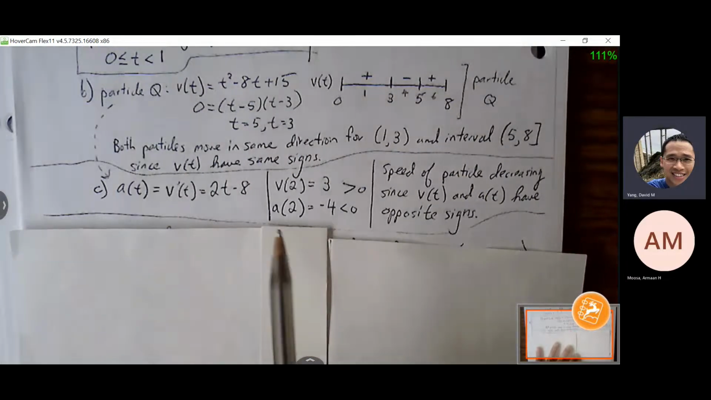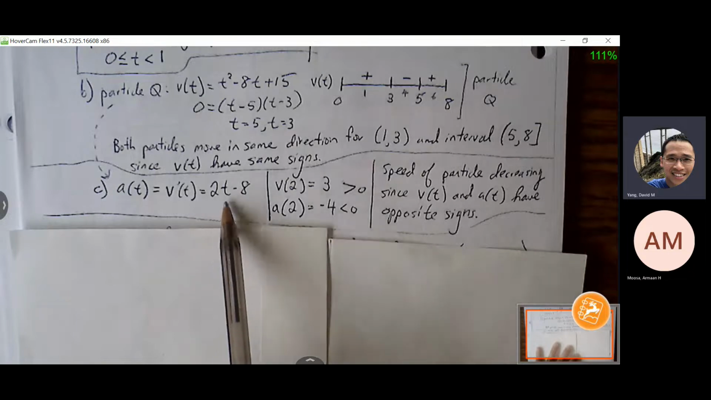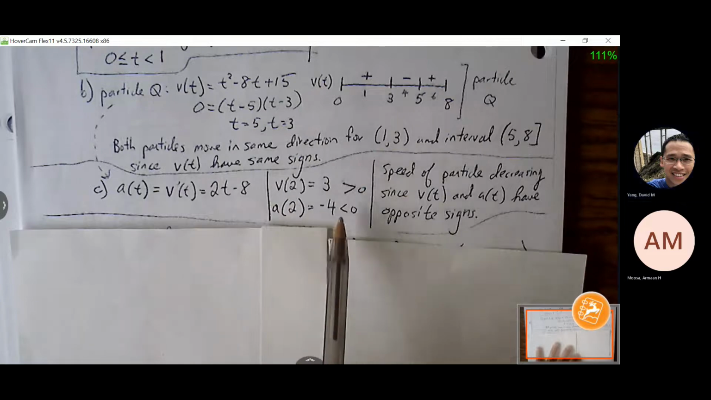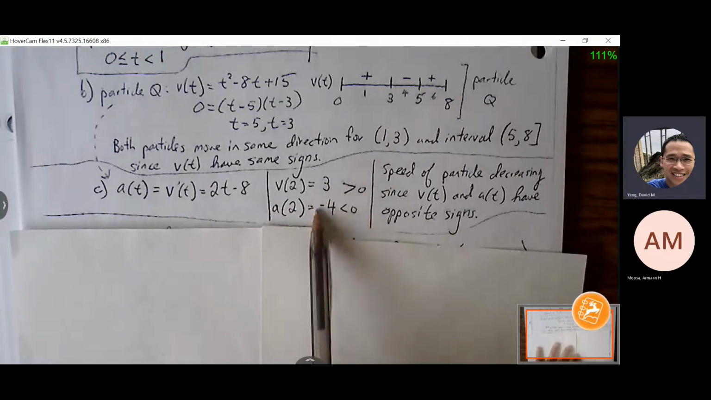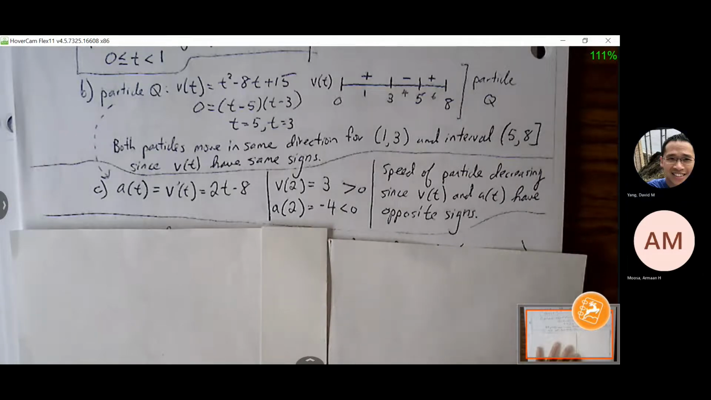So velocity is positive. Acceleration, on the other hand, if I plug 2 in for acceleration, 2 times 2 is 4. 4 minus 8 is negative 4. Positive velocity, negative acceleration, opposite signs. Speed of the particle is decreasing, since velocity and acceleration have opposite signs.